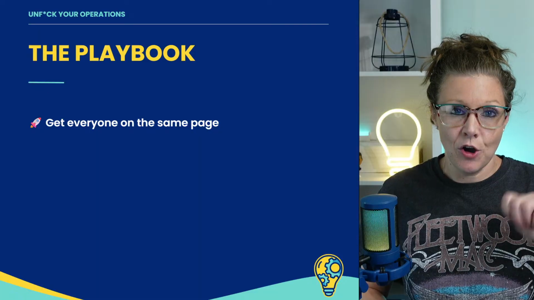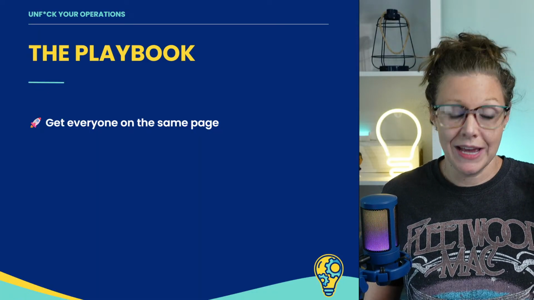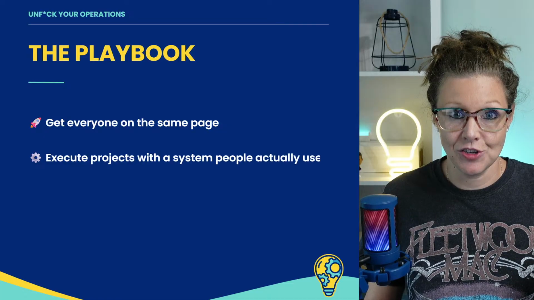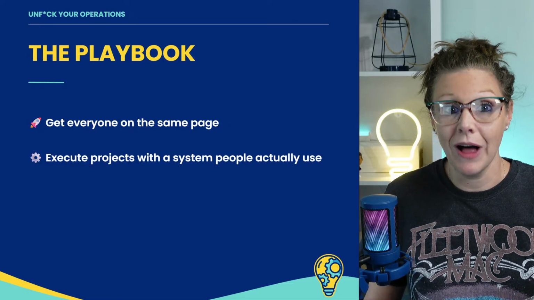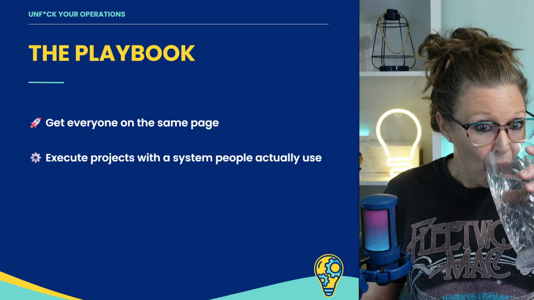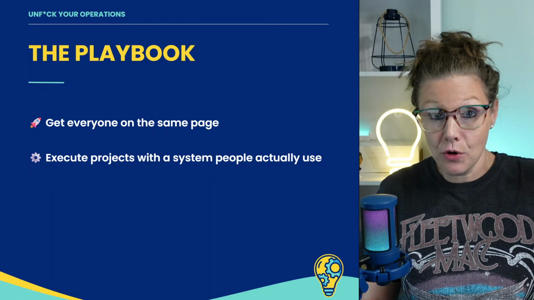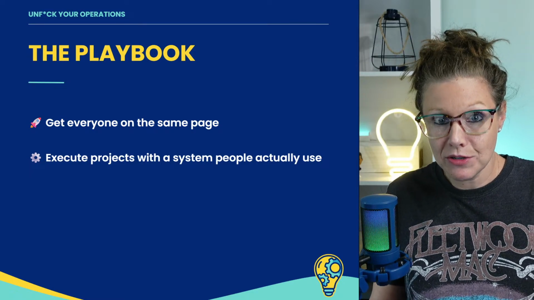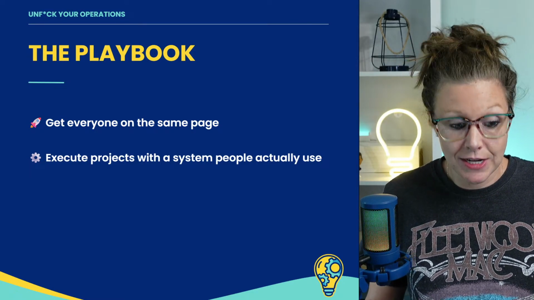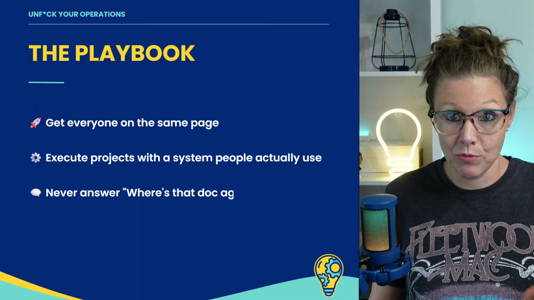These are the goals, the outcomes of the playbook. 1, to get everyone on the same page. 2, to execute projects with a system that people will actually use. Because I hear all the time, this is the 4th tool we've tried to implement in 3 years and it never sticks and nobody uses it. They still have all their side spreadsheets. So we're going to have one system to execute projects that people will use.